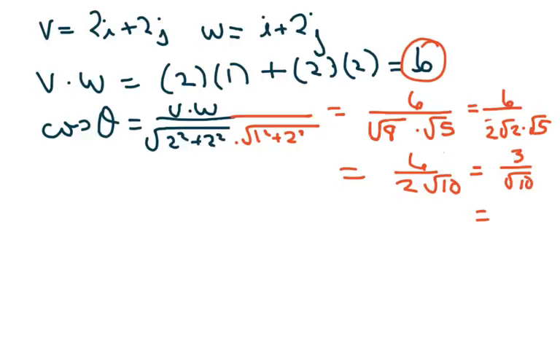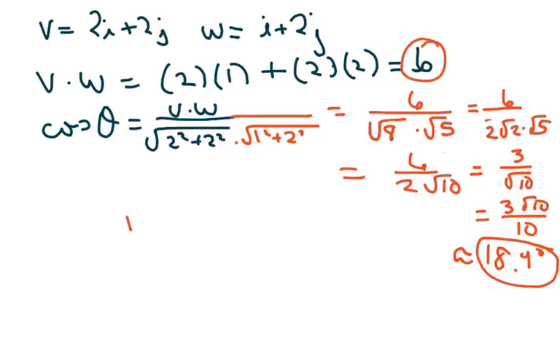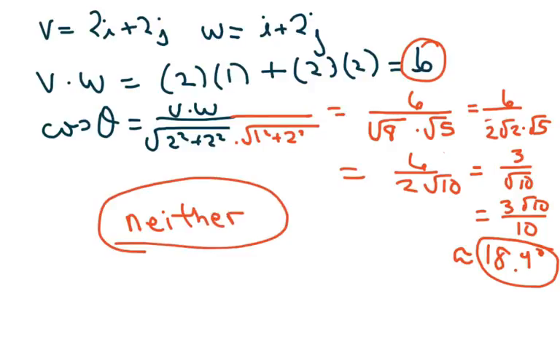And if you rationalize the denominator, that's 3 root 10 over 10, which is approximately 18.4 degrees. Okay, since we have a value here that's not 0 or 1, that means the vectors are neither. They're not orthogonal, and they're not parallel.